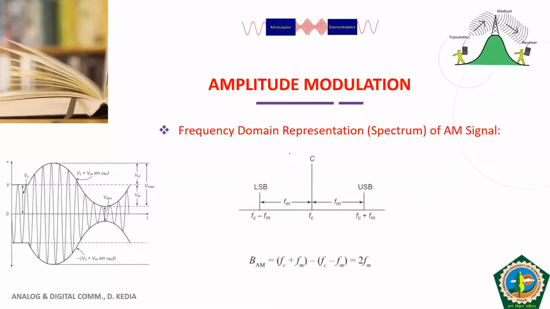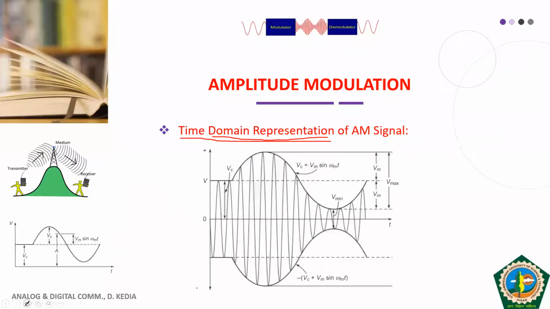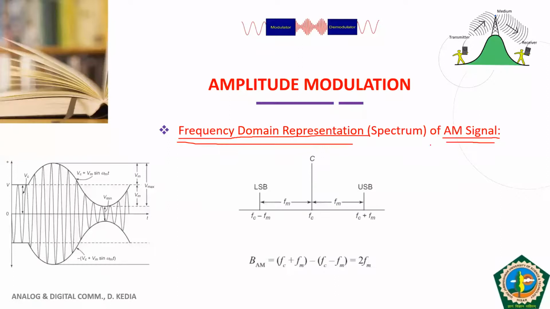So this is something that I wanted you to understand, that is frequency domain representation. Frequency domain representation of what? AM signal. And what was there in the previous slide? Time domain representation of what? AM signal. It means this is also an AM signal, and in the next slide also we have an AM signal. So this is also AM.